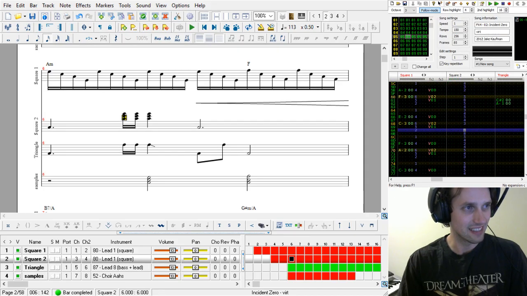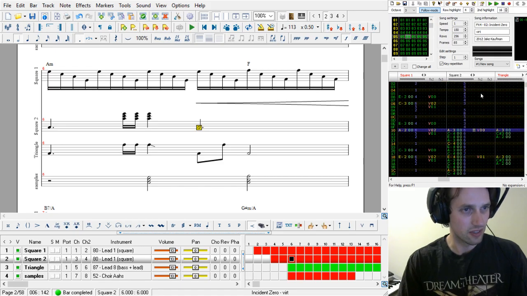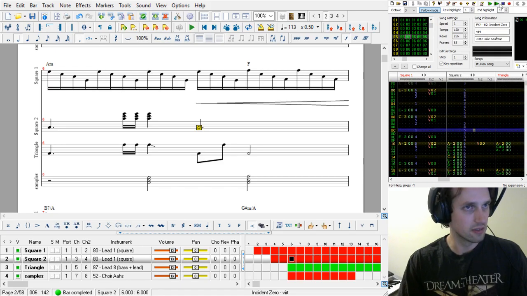Oh wow, and the A that was being held starts to fade back in here. So these are some of the clever things you can do if you're sequencing a chiptune.